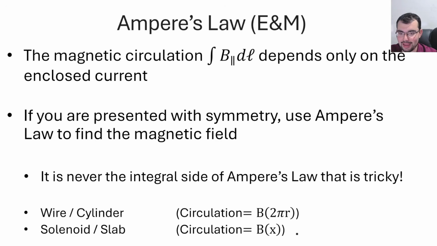Now, the magnetic analog of this is Ampere's law, which says that magnetic fields spin around currents, and the amount of spinning is proportional to the enclosed current. So if you have any sort of wire or cylinder, your circulation is B times L is always going to be what our circulation is.